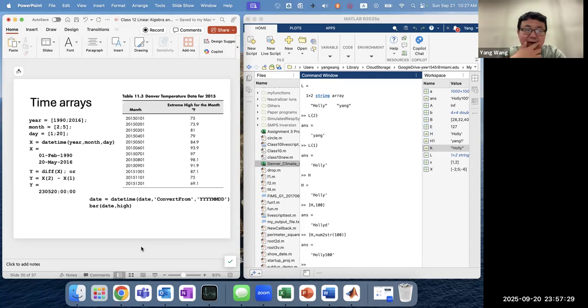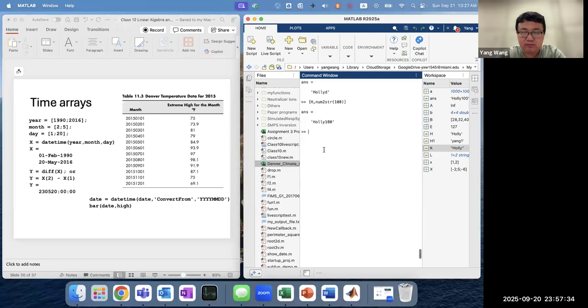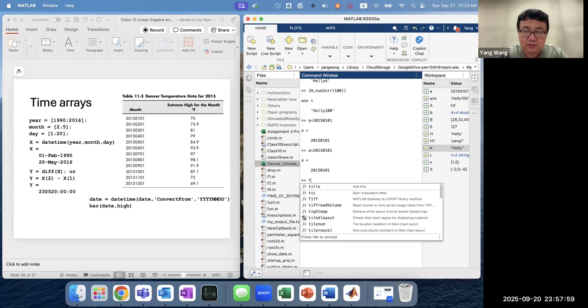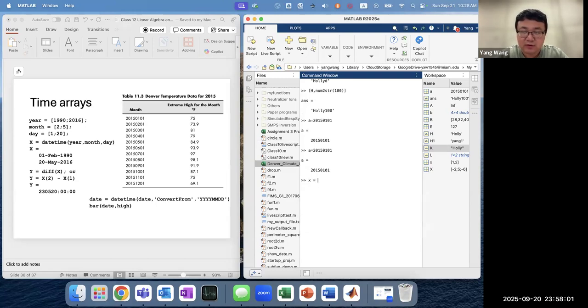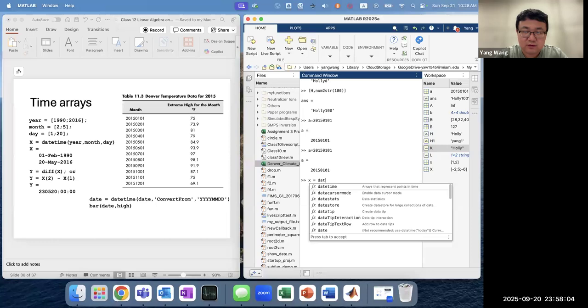Okay, so the next is a time array. MATLAB actually has a pretty convenient way to recognize time. For example, if you have a number here, let's say 20150101, how does MATLAB recognize this is a time? If you type it in here, this is just numerical, so you can add, you can multiply. This is just a number. We can convert it into time by, let's say, storing it as the value of x, and then using the function datetime.